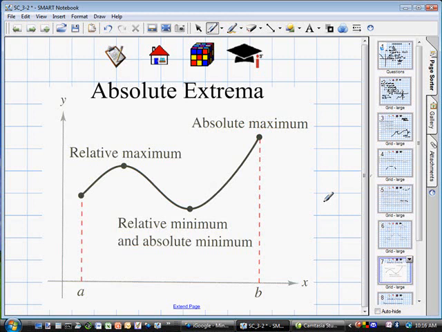Here we have an absolute max, meaning from the period from A to B, this is the highest value y will be. And this one is not only a relative min, but isn't it the absolute min? Over the whole A to B, isn't that the lowest? So you get the difference between relative and absolute terminology that we'll be making use of.